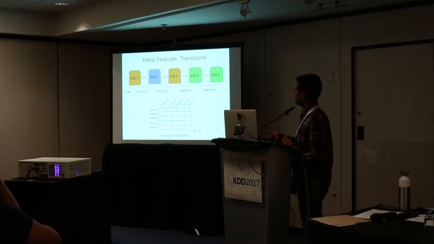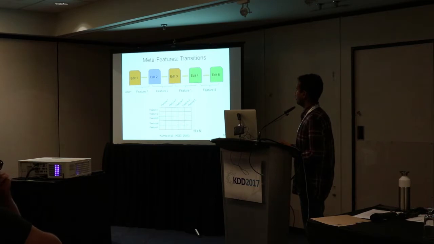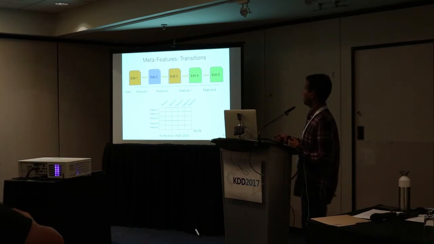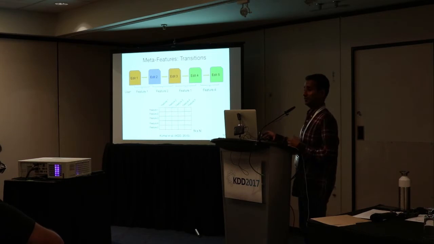And what we do is we create these pairwise edit features and we represent the user based on that. What we also do is look at the relation between two consecutive feature vectors. So if there are n different categories of features, then you create an n by n matrix and see how many times a particular feature appears after a particular feature.